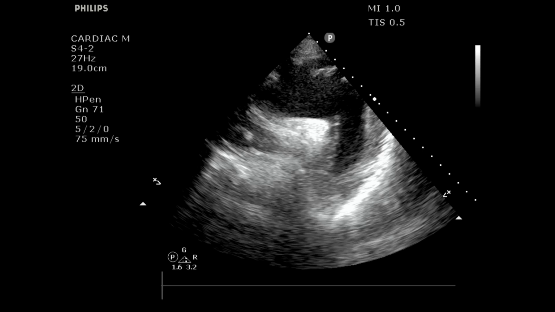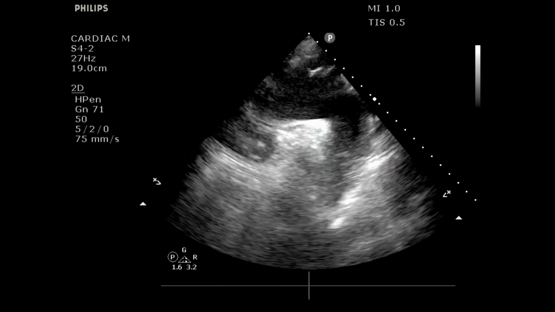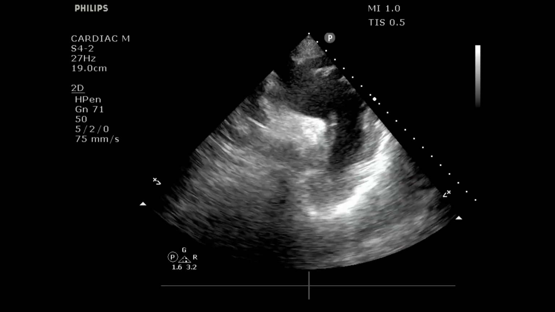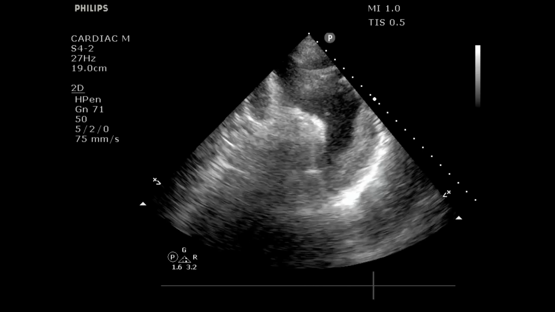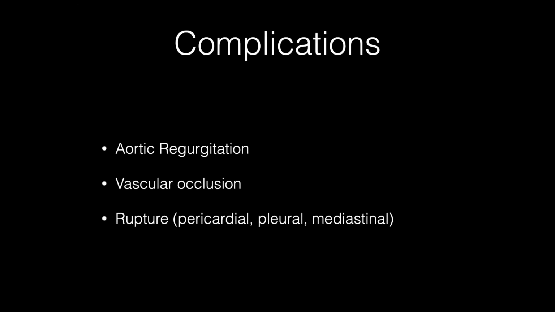And so here's another example of that suprasternal notch view, where you can see basically the candy cane. The proximal portion of the arch will be to the left side of the screen. The distal part of the arch will be to the right side of the screen. You can see the carotid vasculature as it's branching off on the top part of that root, right?